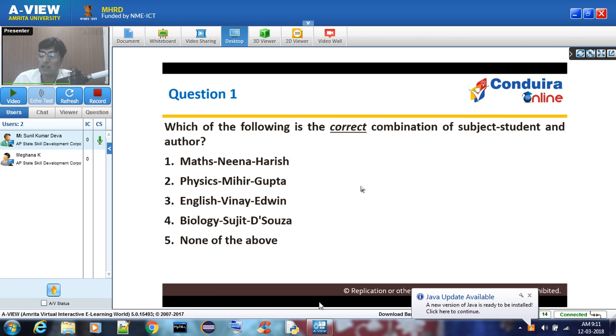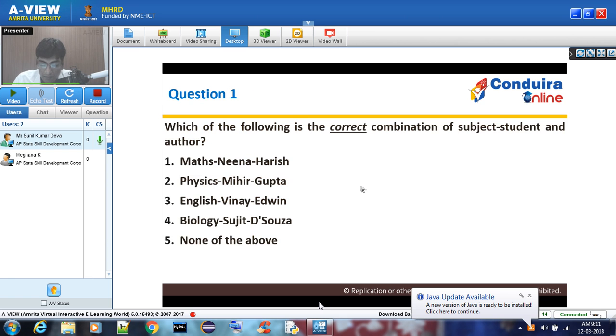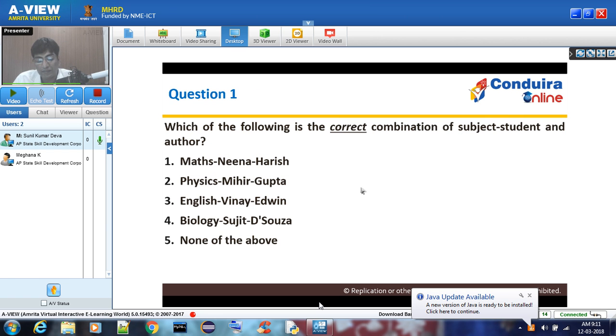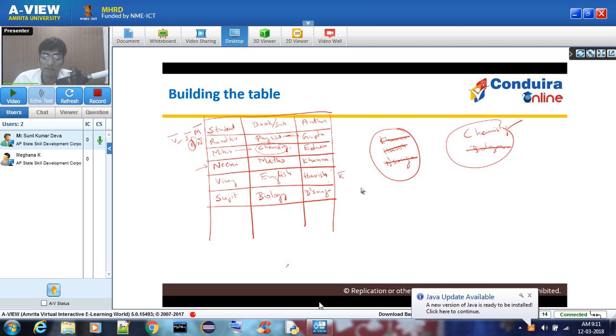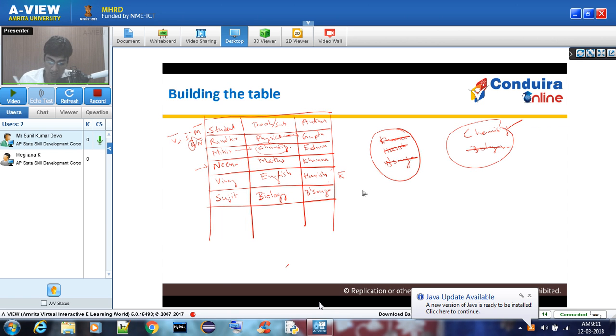Which of the following is the correct combination? Maths, Meena, Harish, is it right? Let's check. No, the math book was written by Khanna. Physics, Mihir, Gupta, is this correct? No, Mihir has a chemistry book. English, Vinay, Edwin. No, Edwin wrote a chemistry book. Then biology, Sujit and D'Souza. Yes, biology, Sujit and D'Souza. This is the correct combination.